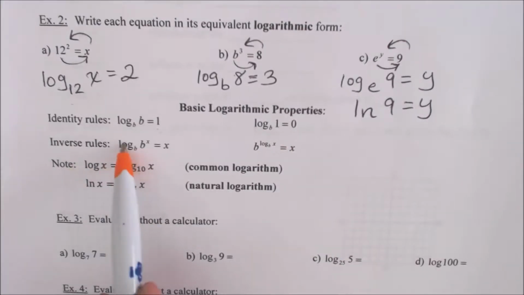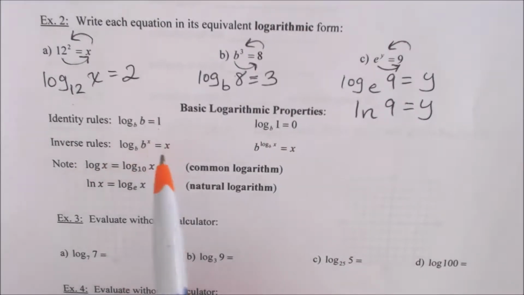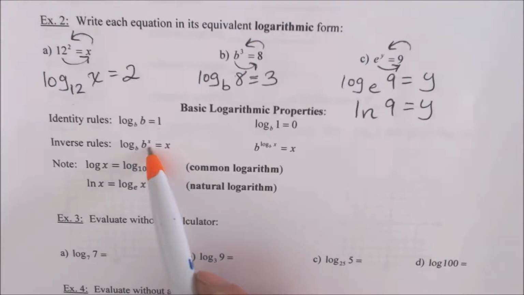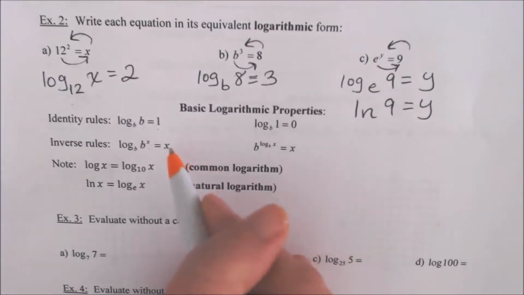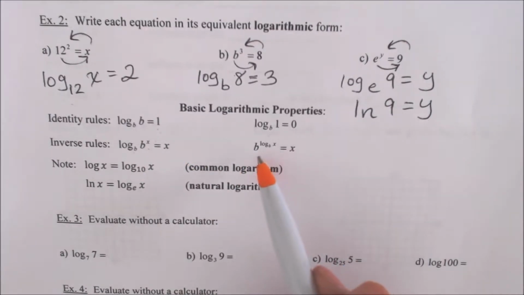The inverse rules: log base b of b to the x power equals x. You can think of this, because remember they are inverses, as canceling each other out. The log is undoing the base of the exponent, and it's just leaving you with the exponent itself. And then the other inverse rule, b raised to the log base b of x equals x as well.